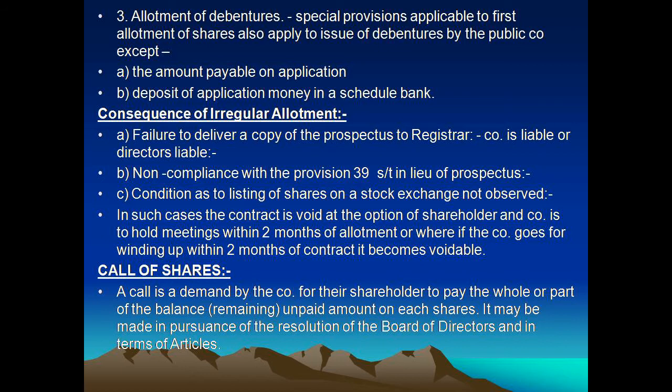In all such cases, my friends, where such violation is made and irregularity is committed in respect of any such allotment of shares, then the contract is void at the option of a shareholder, and the company has to hold a meeting within 2 months of the allotment, or if the company goes for a winding up within 2 months, then the contract becomes voidable in nature. So these are the procedures which are required to be complied with in respect of allotment of shares and also the consequences of irregular allotment of shares.